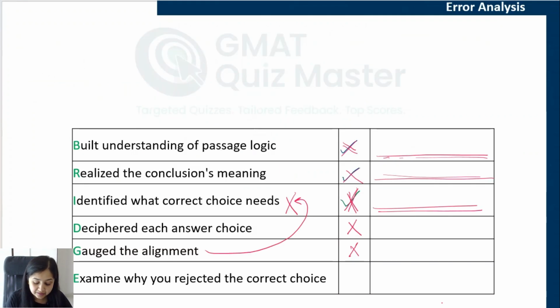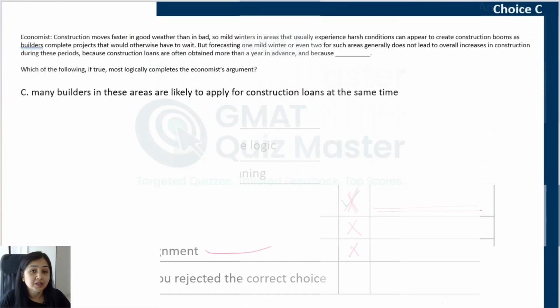Again, if you selected choice B, one probable reason is that you did not know what the correct answer choice needs to convey, and the other thing is that you did not understand. Even otherwise, you were not able to evaluate this choice properly. So please update your bridge table accordingly. And let's move to the third popular incorrect answer choice, choice C.